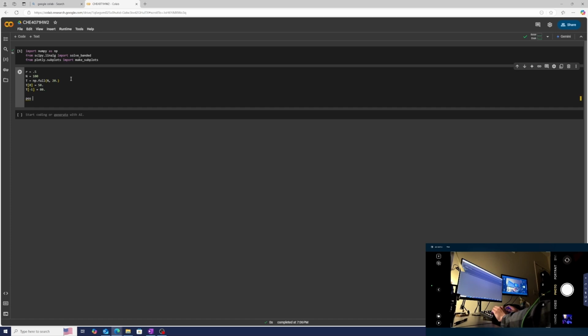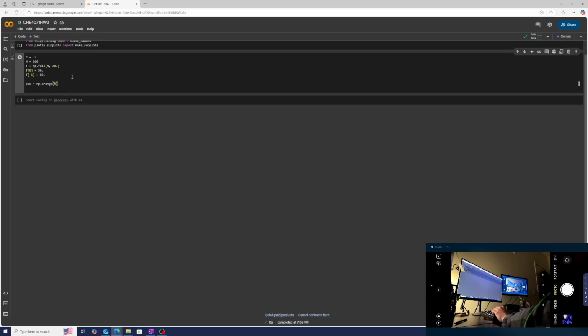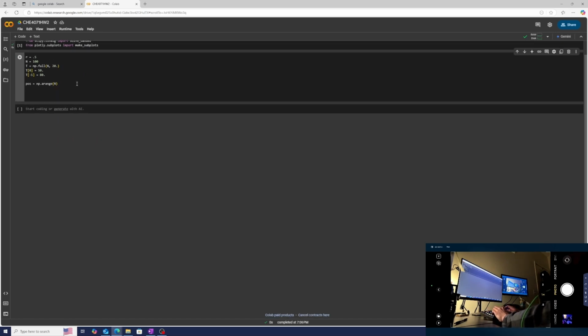We need a position in order to plot these, so our position will be np.arange of n, so just a list of numbers from 0 to the end of our list. And then we will do figures to add scatter. Our figure is equal to make subplots.